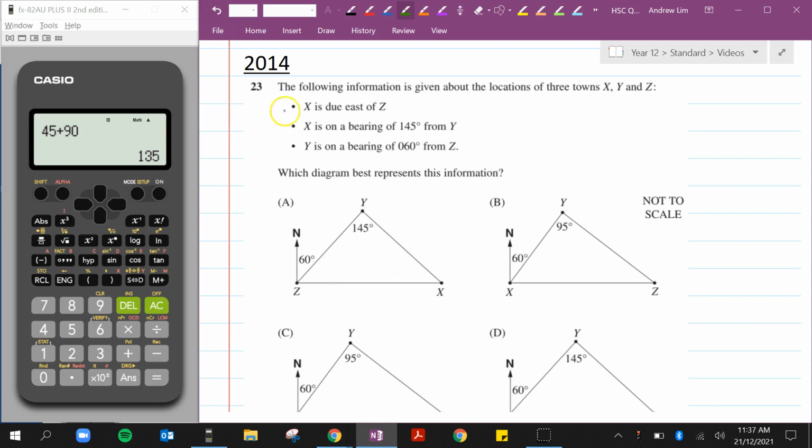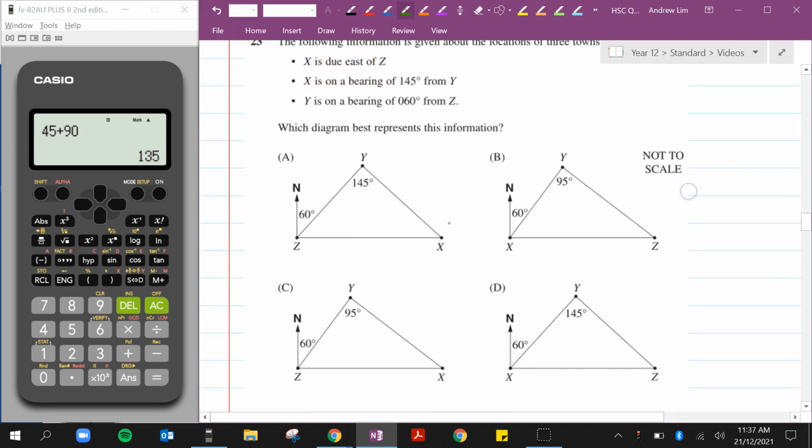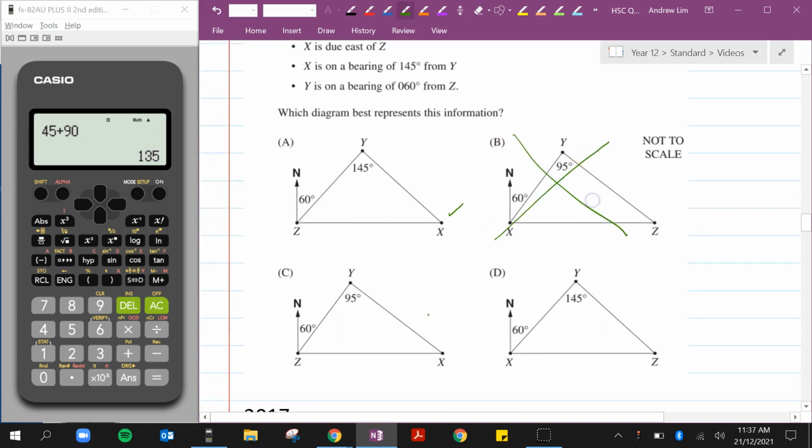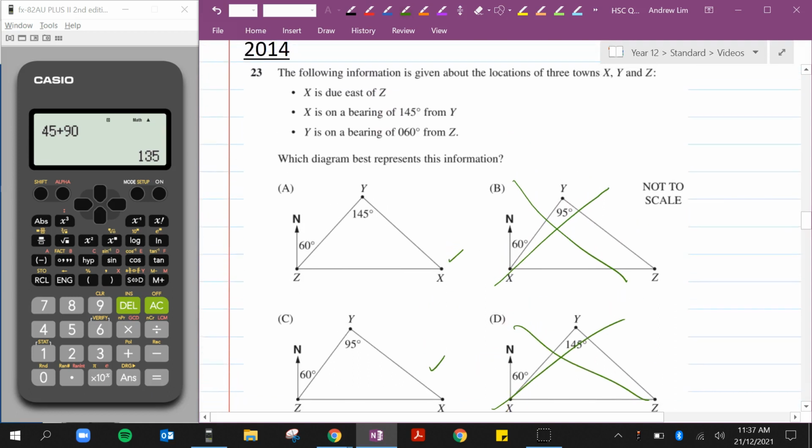So let's start off with the first one. X is due east of Z. So that one's fine. This one's not. That one's fine. And this one is not. Okay, X needs to be east of Z. Alright, that one's done. X is on a bearing of 145 degrees from Y. So from Y means we're starting north of Y.